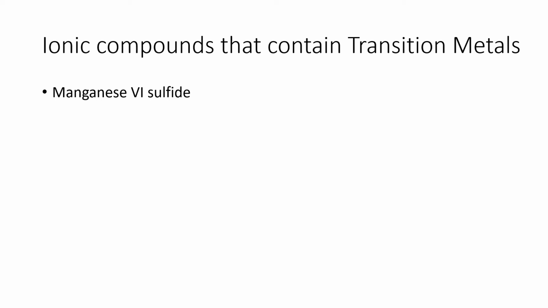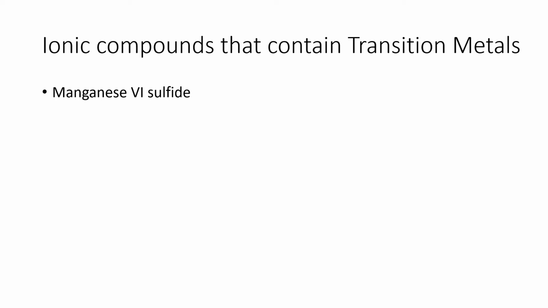We want to do an example going the opposite way. The previous ones we did, we had the formula and had to write the name. This one we're going to go the opposite way, from name to formula. These are still ionic compounds that have transition metals in them. How do we know we're dealing with an ionic compound?